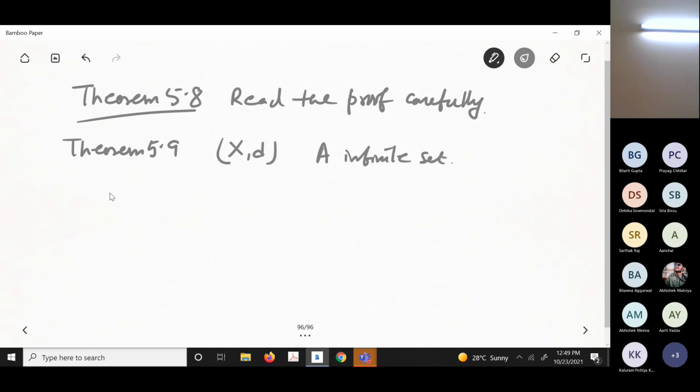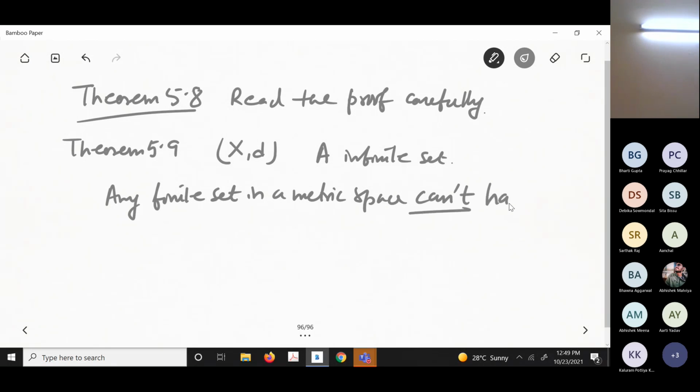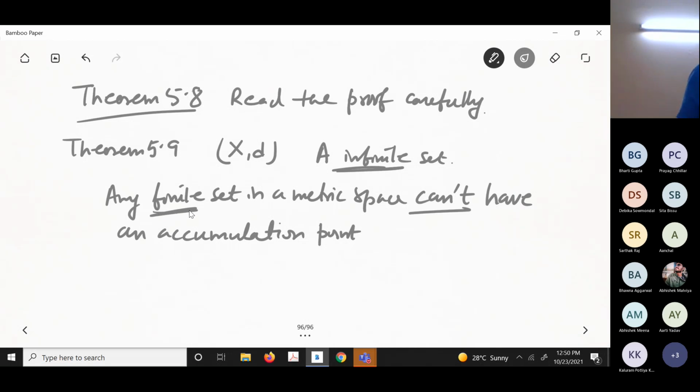Look here, what I'm saying: any finite set in a metric space can't have an accumulation point. That is what I already discussed about the accumulation point. Every neighborhood of an accumulation point will intersect A in infinitely many points. But if you have a finite set, obviously it cannot happen. So a finite set cannot have an accumulation point in a metric space. So you need to assume an infinite set.